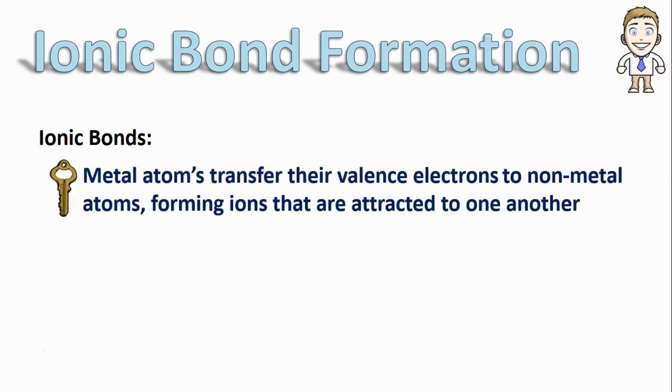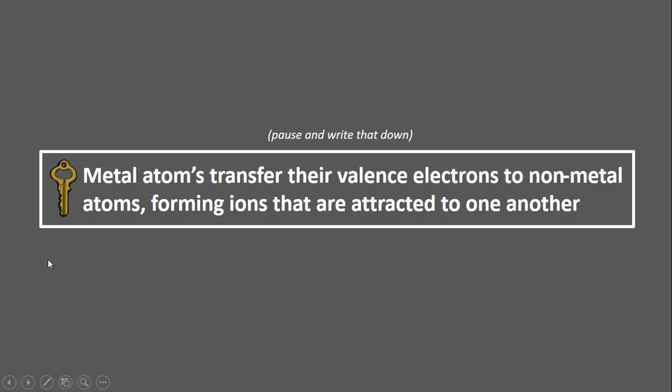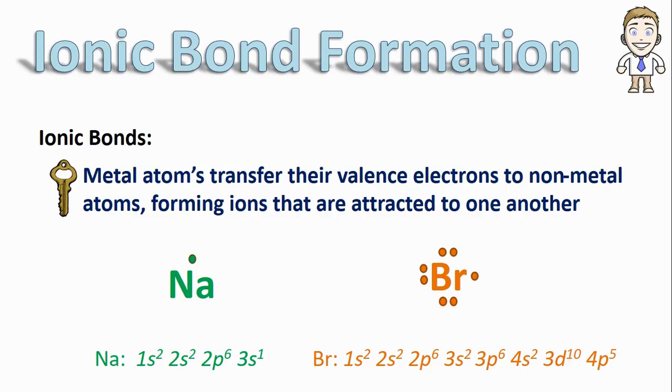First of all, ionic bonds involve metal atoms transferring, that's an important word, transferring their valence electrons to nonmetal atoms. So we've answered that question of where do they go and where do they come from. They transfer them between each other and you form ions, and because those ions are oppositely charged, they are then attracted to one another. Let's take a look at that process with sodium and bromine, our examples from the start of the video.